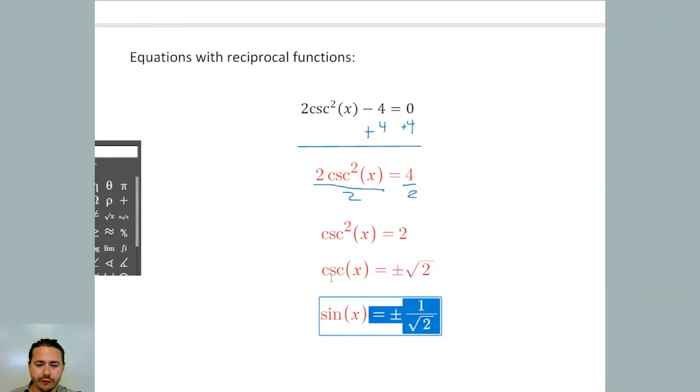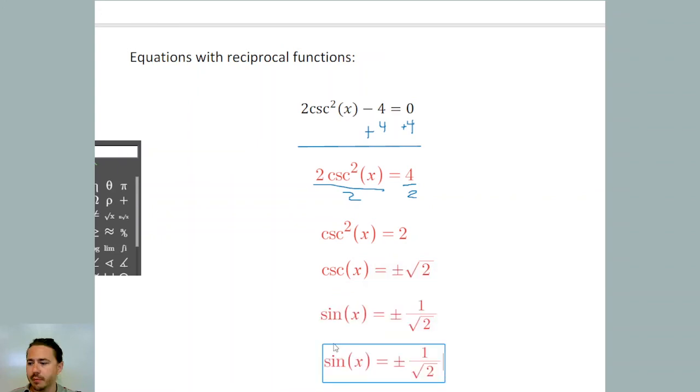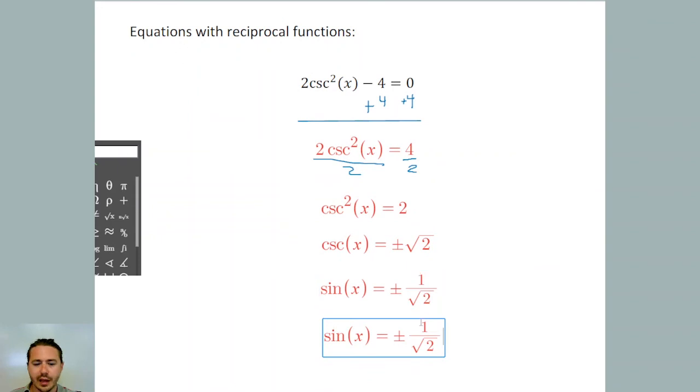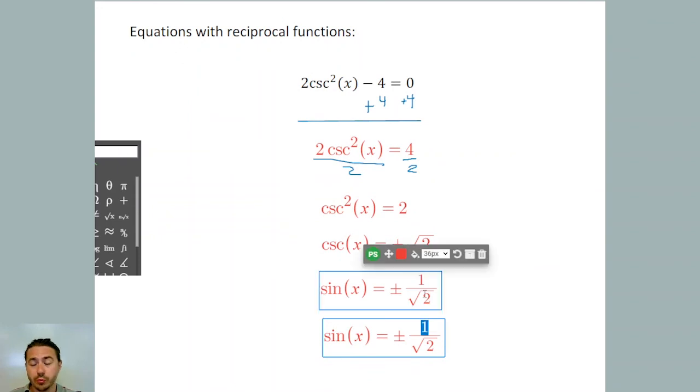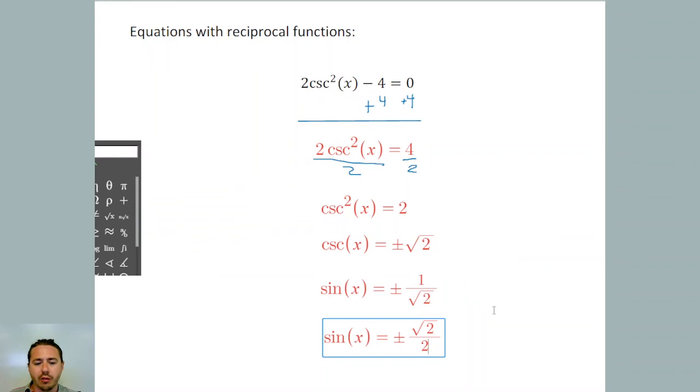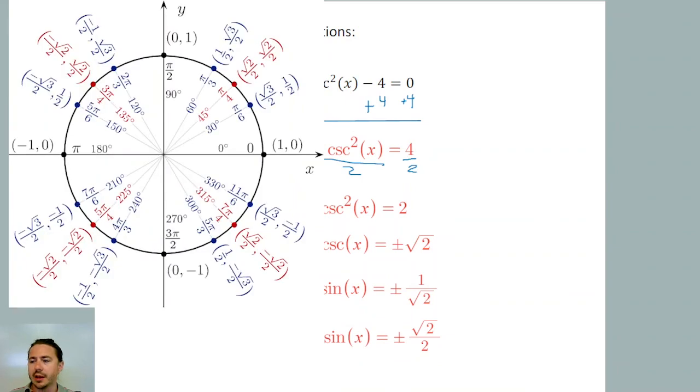If I multiply both the numerator and the denominator by root 2, I'm going to get root 2 over 2. So what we're looking for for our solutions is all of the places on the unit circle where the y coordinate is plus or minus root 2 over 2. Let me bring that back up. We can see that's going to happen at pi over 4, 3 pi over 4, 5 pi over 4, and 7 pi over 4. In each case, we've got either a positive root 2 over 2 or a negative root 2 over 2.